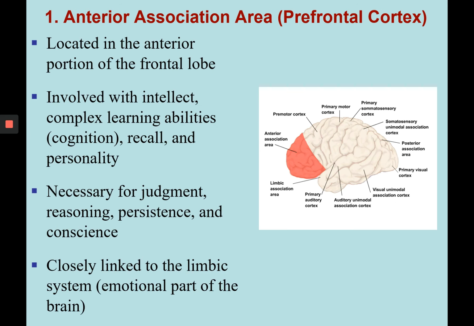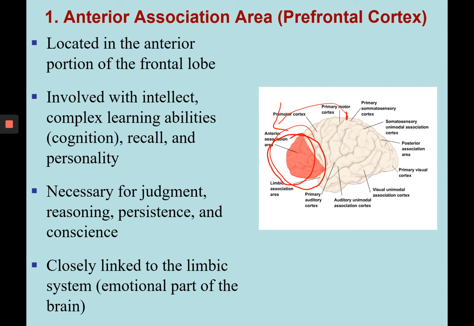So let's look at that anterior association area, or prefrontal cortex. Here is the central sulcus. We know everything in front of that would be frontal lobe, also the motor areas of the brain. And so the anterior association area, or prefrontal cortex, is just the front, the most anterior portion of the frontal lobe. That's what's there in red. The prefrontal cortex is involved in intelligence, learning, recall, so memory, and also personality. That big one there is personality. So the prefrontal cortex is involved not only in logical learning, but personality.